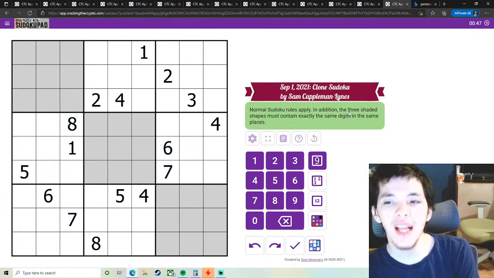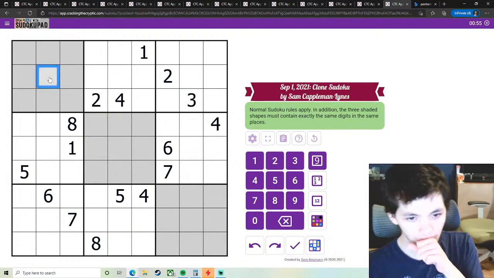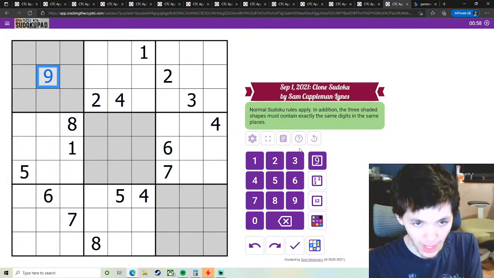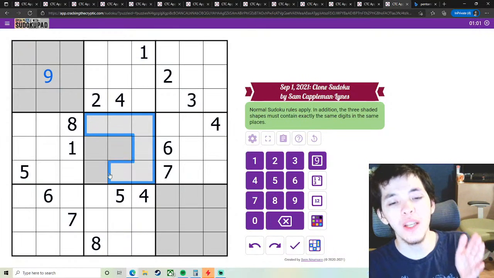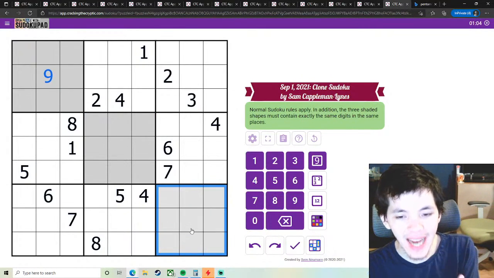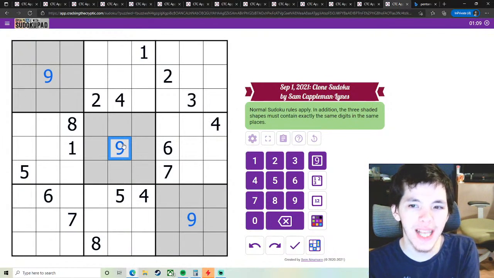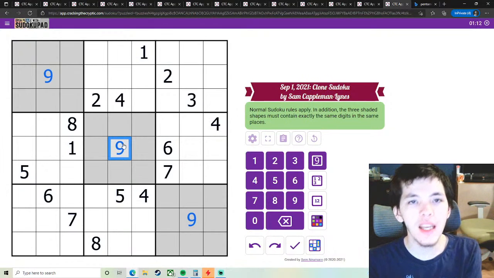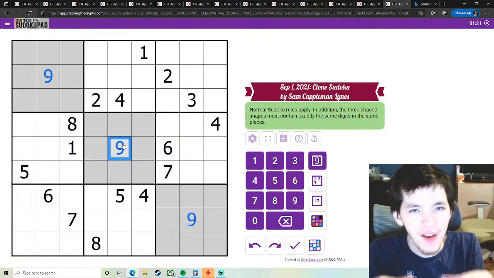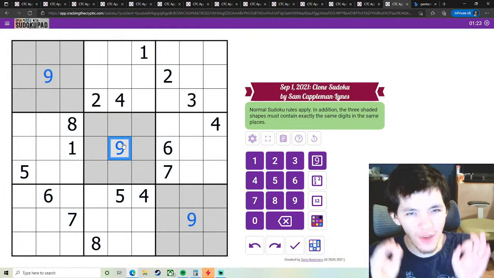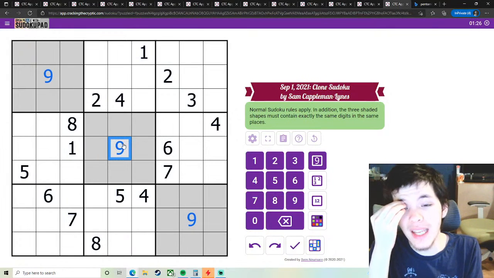So normal Sudoku rules apply. In addition, the 3 shaded shapes must contain exactly the same digits in the same places. So that means if I place the 9 right here, all shaded regions must have a 9 in the exact same place. It could even be that my friend wasn't sure exactly what the rules meant, because they can be confusing. It's like reading the rules for the first time and not getting to see someone show examples to verify and reassure you that you understand the rules, because something important about these is understanding the rules.